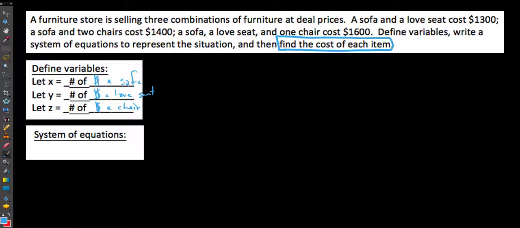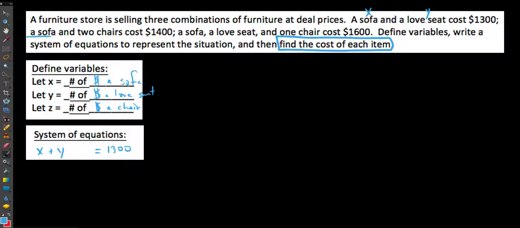So in terms of setting up your variables, it's pretty straightforward as long as you know what you're being asked to find. Now, in terms of setting up your equations, if I've got 3 unknowns, I have to have 3 equations. Going back up and reading it critically, it says a sofa, which we're using X to represent, and a love seat, which we're using Y to represent, is $1,300. So the first equation is X plus Y. Notice that we don't have a Z here, so I'm going to leave that blank, and over here I'll say this is $1,300.